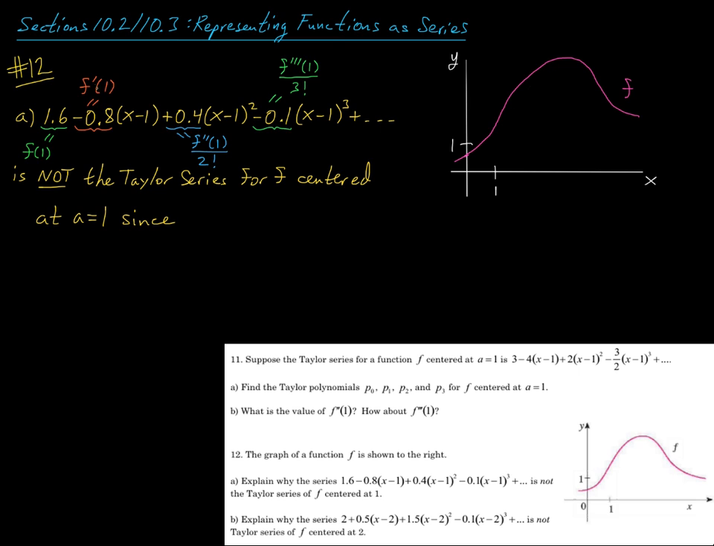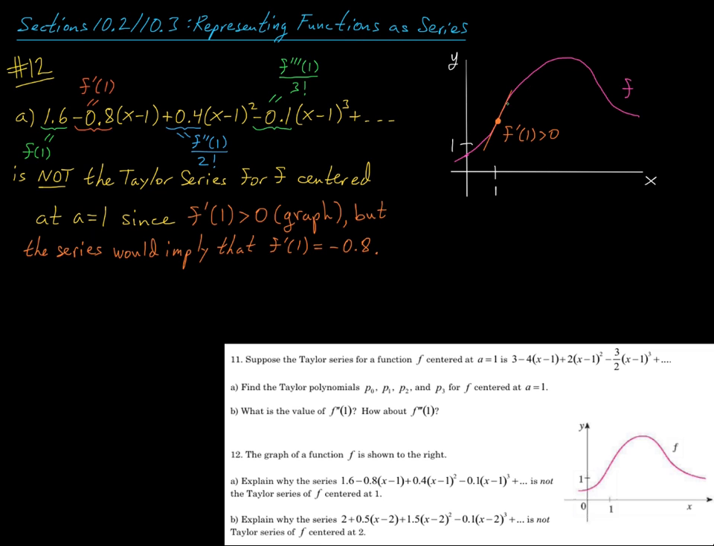What about f prime of 1 equaling negative 0.8? Is that a problem? Well, yeah, that is a problem. It's a problem because I can see that the slope of the graph of f is positive at x equals 1. In other words, f prime of 1 is greater than 0. However, if this were the Taylor series of f centered at a equals 1, this would imply that f prime of 1 were negative 0.8, and that just simply can't happen. All right, cool.